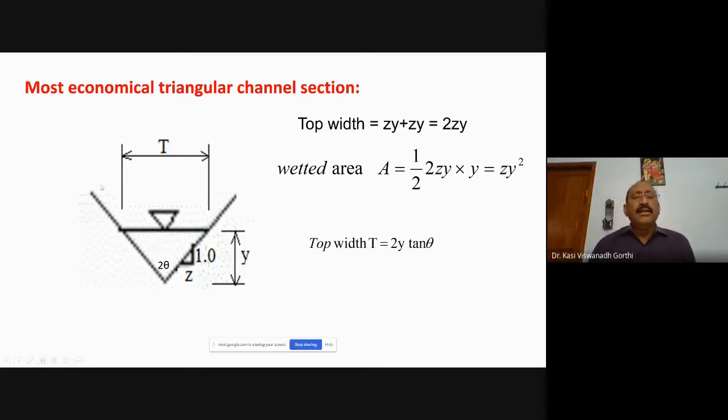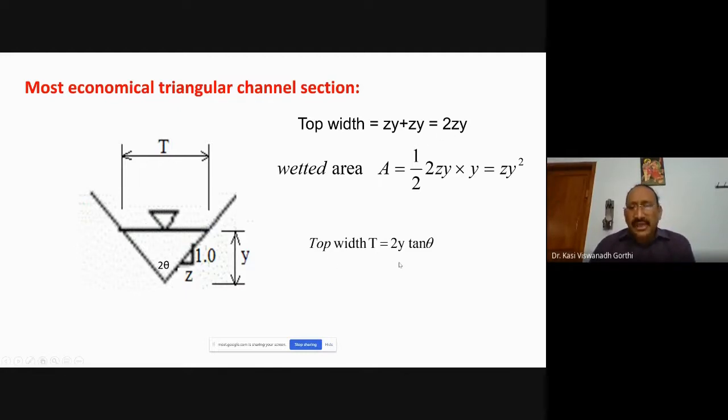So, an arbitrary shape of the triangular section with the top width T. What is the bed width here? Zero, because it's a triangular section, there is no bed width. Let the included angle be theta. Assume that you have the same side slopes on both the sides, Z horizontal to one vertical on this side also. y is the depth of the flow. So the top width will be Zy plus Zy, 2Zy.